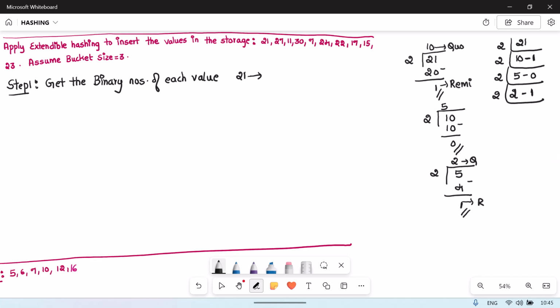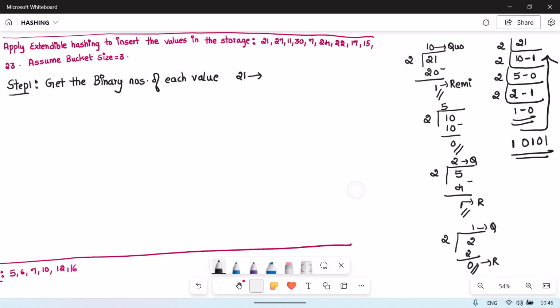Okay. So 2 again. 1 times 2, remainder 0. So quotient and remainder. The quotient will come here, the remainder is over here. Like this it will be. So the values will go from the top. So it will be 1 followed by 0, then 1, 0, 1. So it is 1, 0, 1, 0, 1. This is the binary equivalent of the number 21.